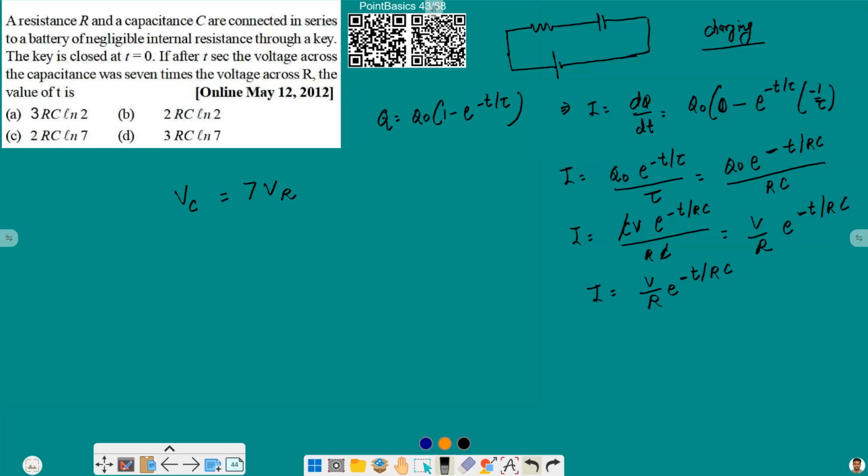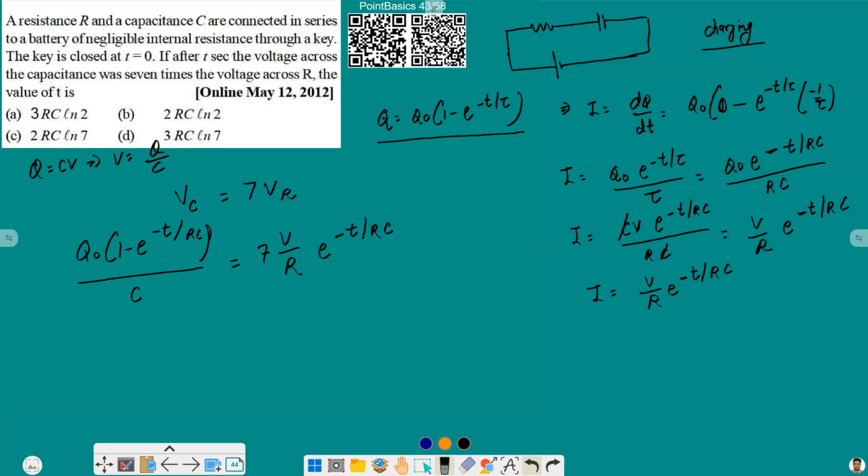Now, the voltage across the capacitor depends upon the value of charge at that time, because for a capacitor, Q equal to CV or voltage is equal to Q by C. So it depends upon the amount of charge at that time, and the amount of charge at any time is given by this equation. So VC will be q0 (1 minus e^(-t/tau)), where tau is already RC, divided by capacitance C, is equal to 7 times V/R, e raised to the power minus t/RC. Now we know that q0 by C will be equal to V, because the potential is the same here.